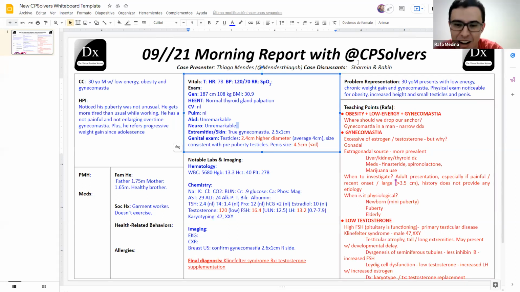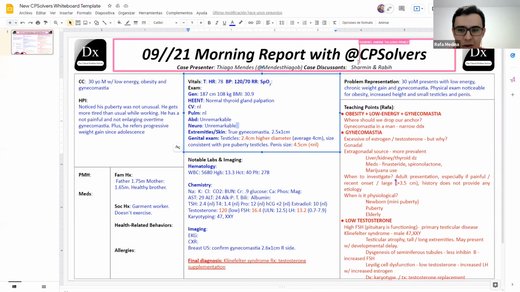Okay, so thank you, Thiago, for the case. Another incredible one. We learned so much from you. So we had this patient with obesity, low energy, and gynecomastia. And the first thing that we should think about is, where should we drop our anchor? Because obesity and low energy can have a broad differential, but gynecomastia in a man has a narrow differential. So you should drop your anchor over there.